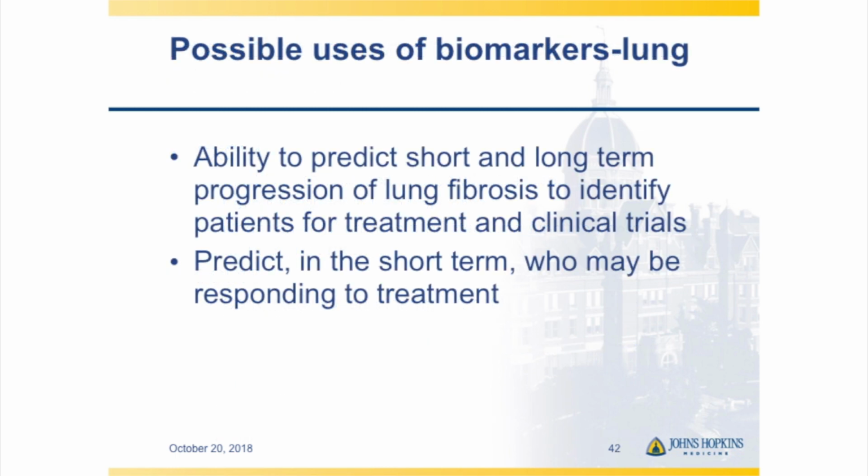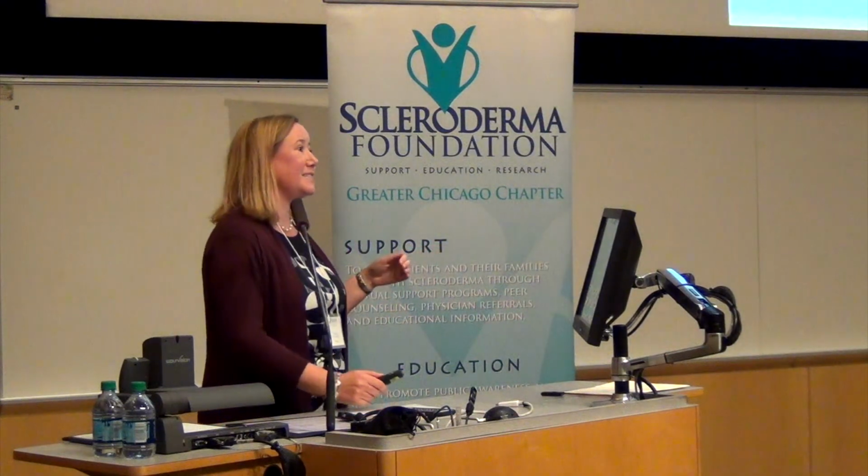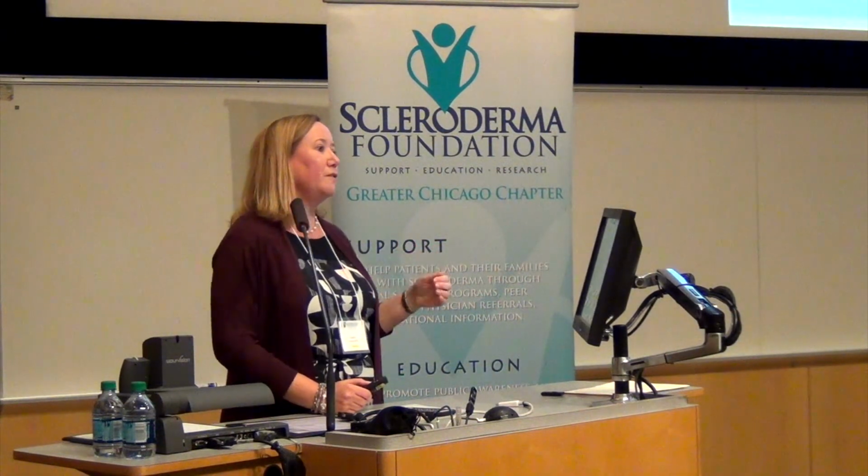So in terms of how we might use biomarkers in the lung, we'd like it to predict short and long-term progression of lung fibrosis, to identify patients for treatment and for clinical trials, and predict in the shorter term who might be responding to treatment. So just like the skin, this might help us in clinical trials earlier than our other measures, because for our trials for lung disease right now, we're talking about 12 and 24 months of observation to see changes in the lung function test. So it's a pretty long time to go on a treatment not knowing if the drug is actually helping us or not.